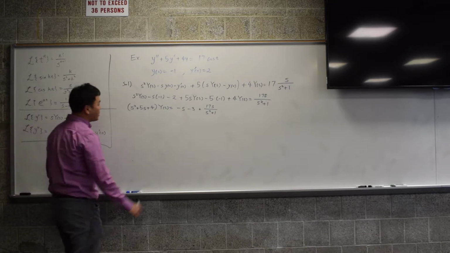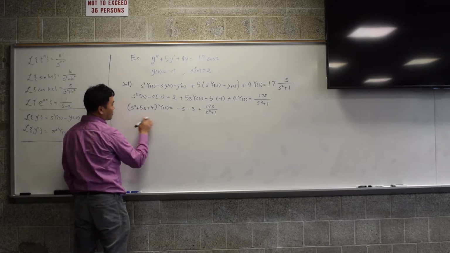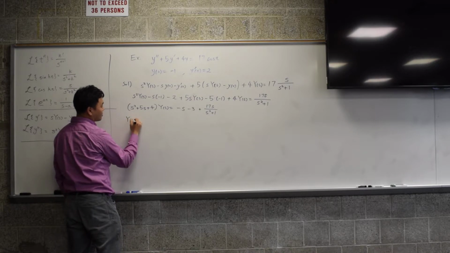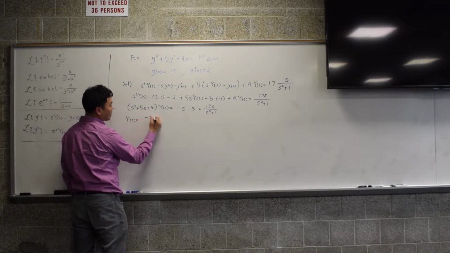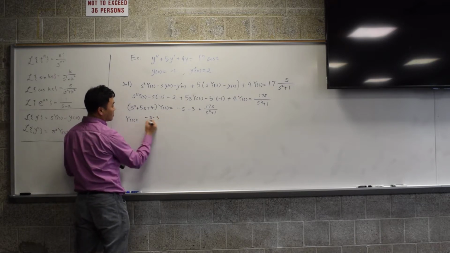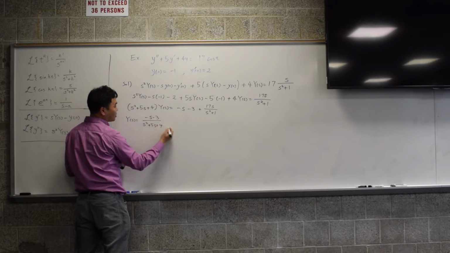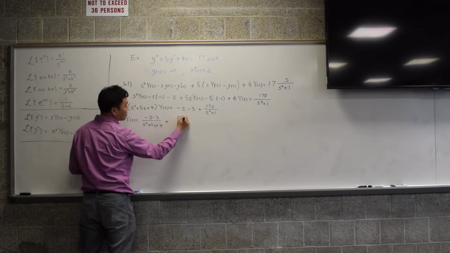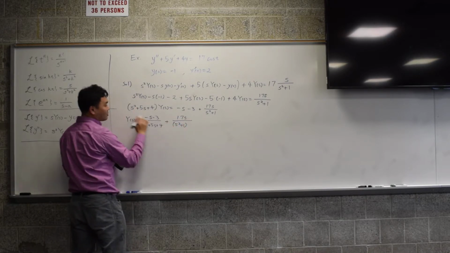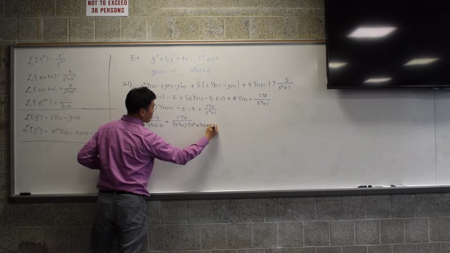And finally, if you divide this to the other side, this is what you get. You can divide this by this, which gives you negative s minus 3 over s squared plus 5s plus 4, plus the 17s over s squared plus 1 should also be divided by this, so it'll be s squared plus 5s plus 4.